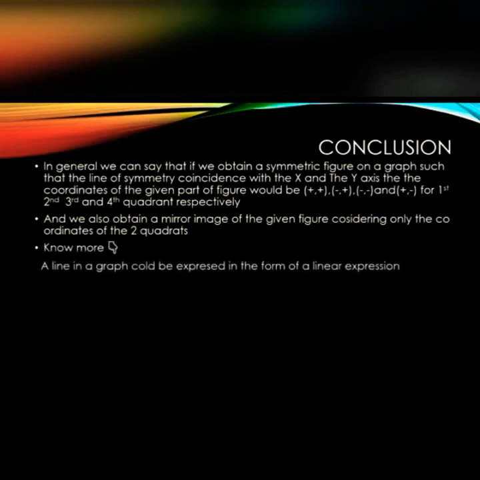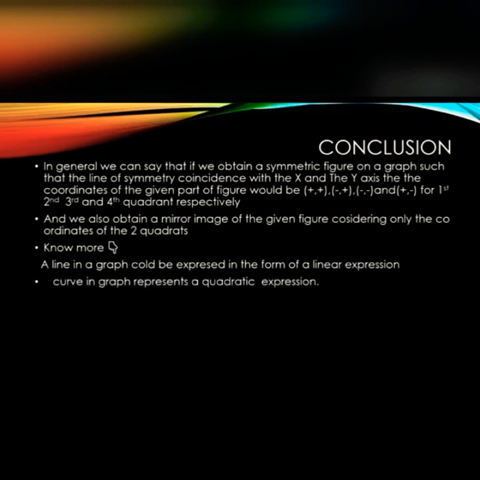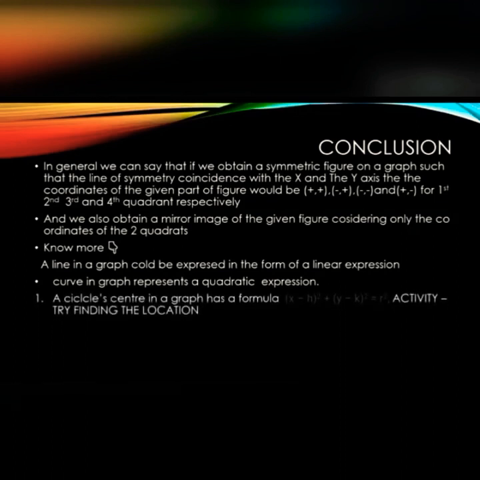Here are a few basic formulas. A line in the graph could be expressed in the form of a linear expression. A curve in a graph represents a quadratic expression, which is ax square plus bx plus c. A circle with a center in the graph has the formula (x minus h) whole square plus (y minus k) whole square is equal to r square, where h and k are the coordinates of the center.